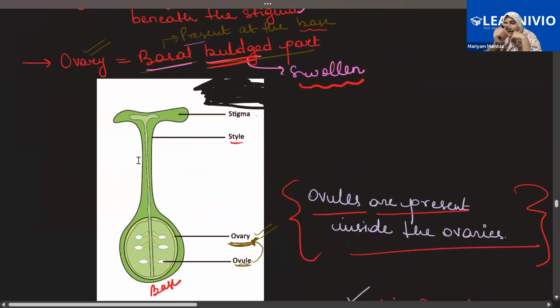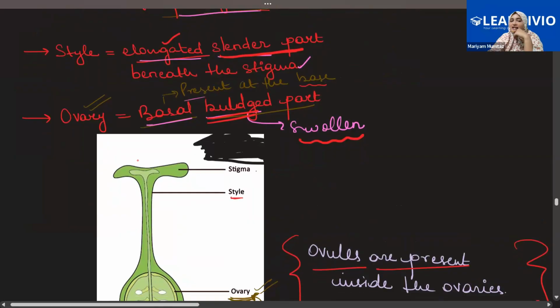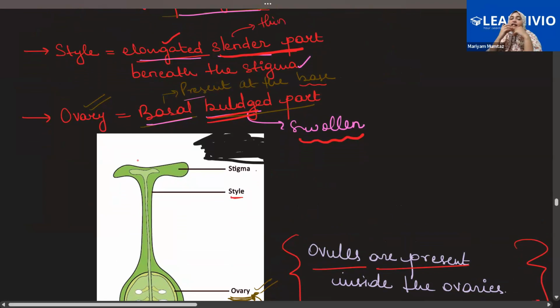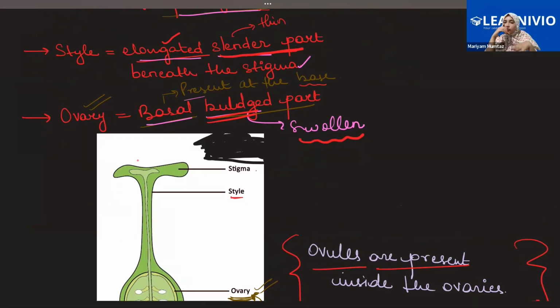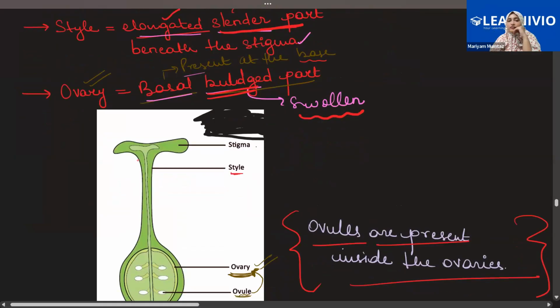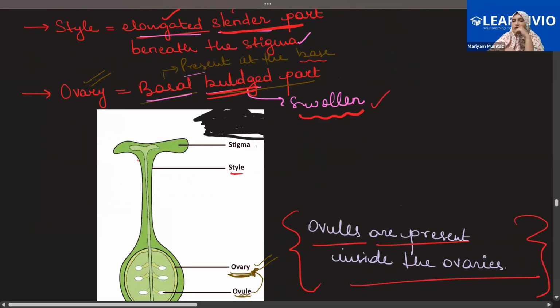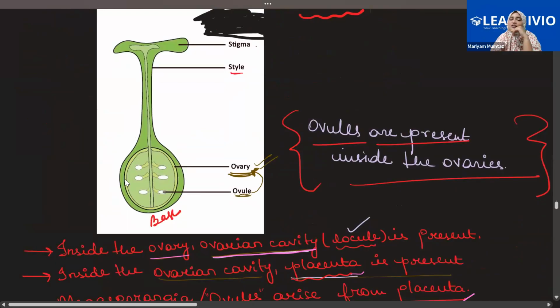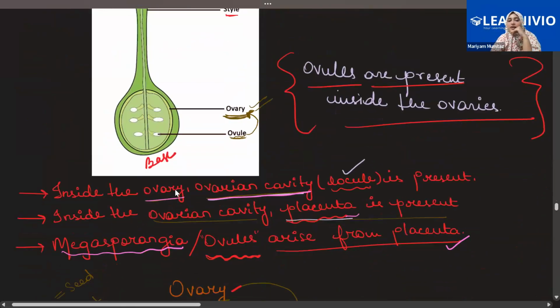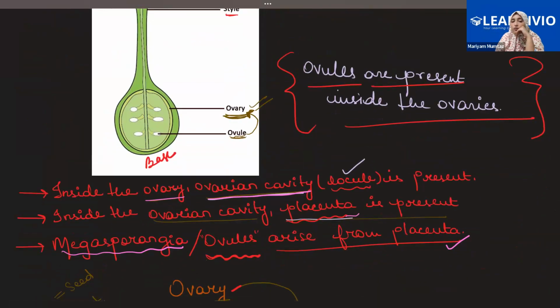Then after that comes the style. Now, the style is the elongated, meaning long, slender part. Slender means thin. It is the long and thin part present beneath the stigma, and it connects the stigma to the ovary. And lastly, there is the ovary, which is the basal bulged part. Basal means it is present at the base, and bulged means it is swollen in nature. Now, inside the ovary, there will be the ovule.